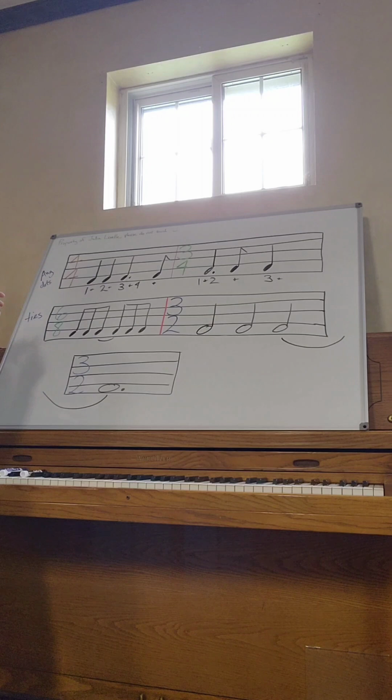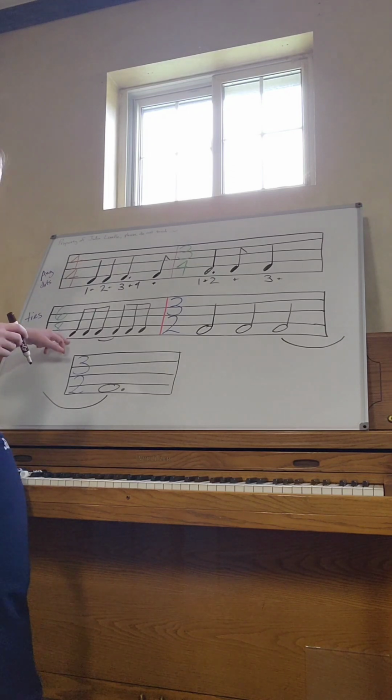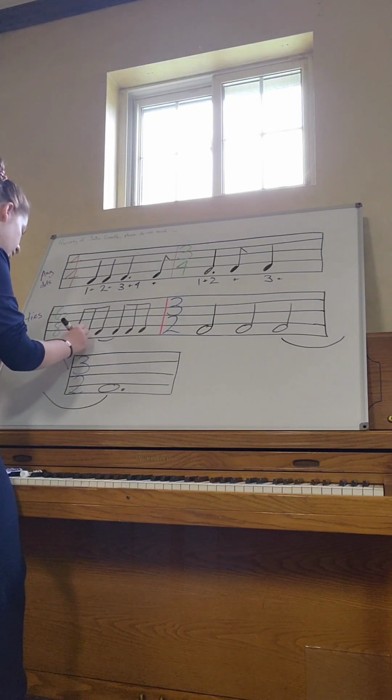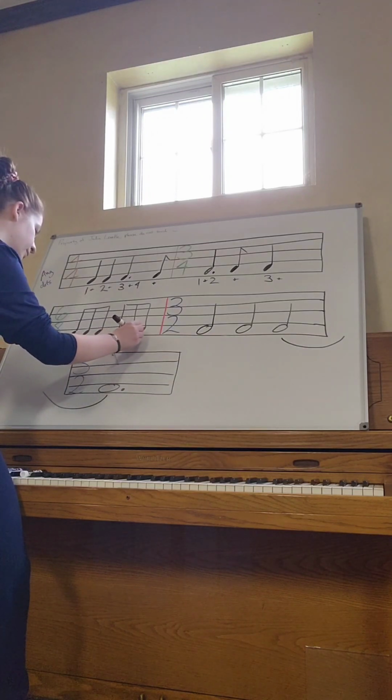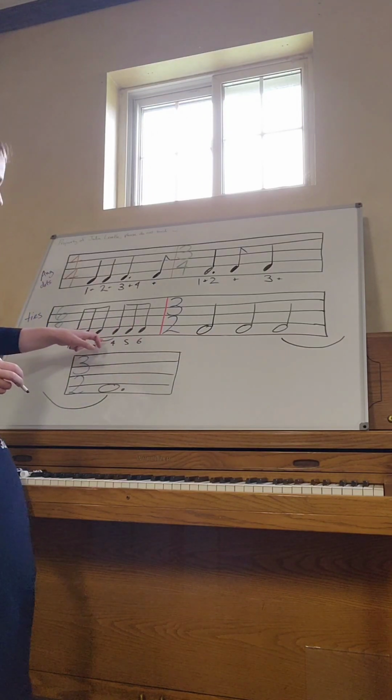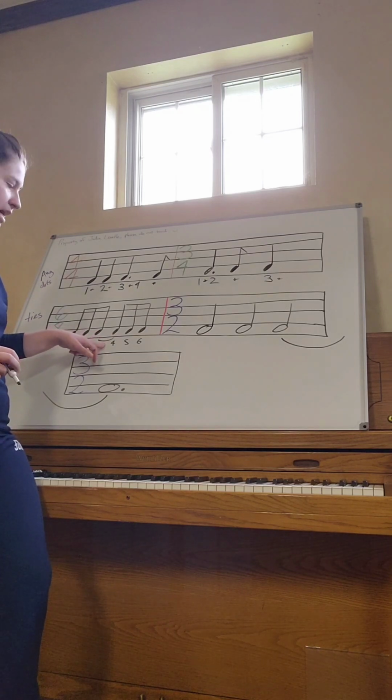So, let's see. We've got 6/8 time. Remember, 6/8 means 6 beats in a measure, and the beat is denoted by an eighth note. So we have here 1, 2, 3, 4, 5, 6. Oh, but you see here, we've got a tie. That's 3 and 4.